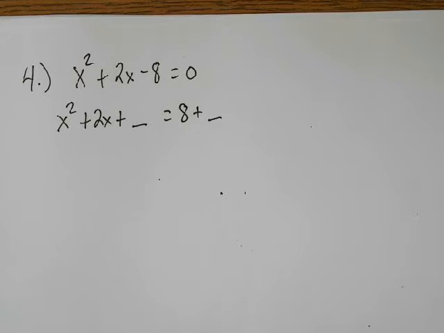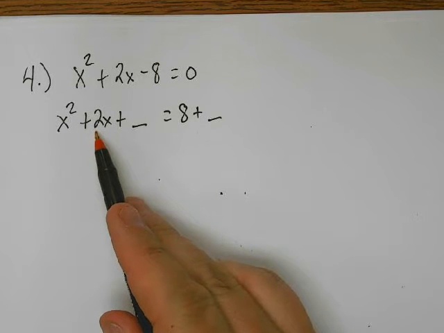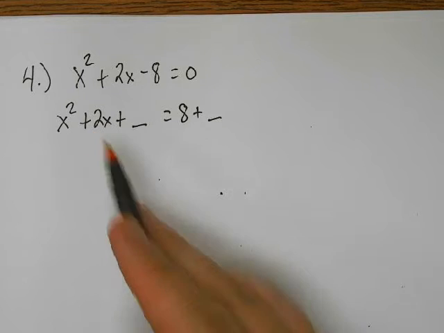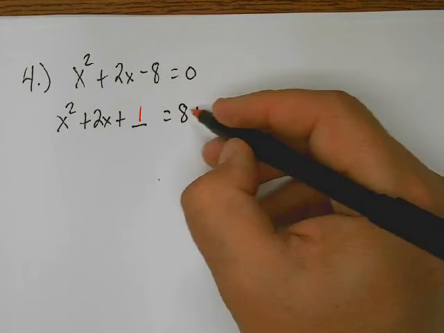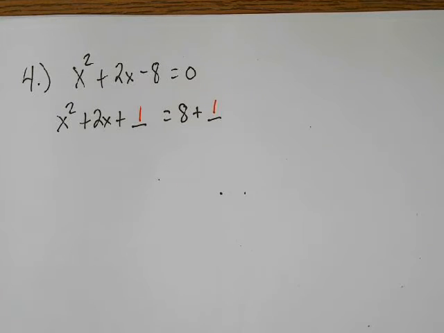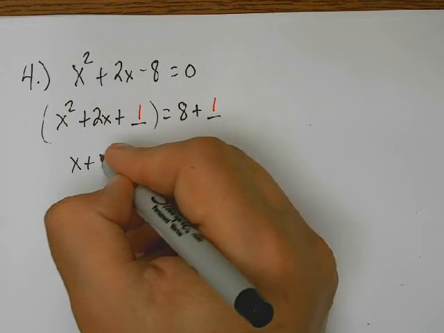Now, mentally stay with me because you can do this in your head. What's half of 2? 1. What's 1 squared? 2. No. 1. 1 squared is 1. So whatever we do to one side, we add it to the other side. That's a perfect square trinomial on this side. So that factors to x plus 1.